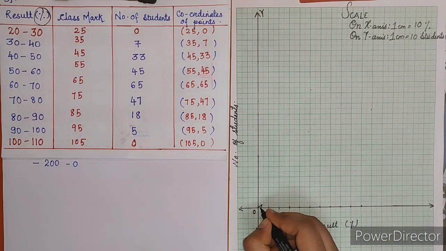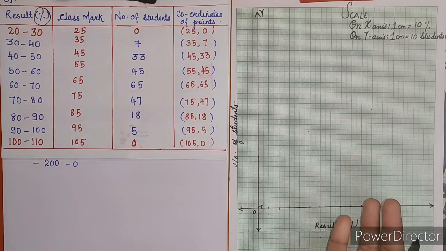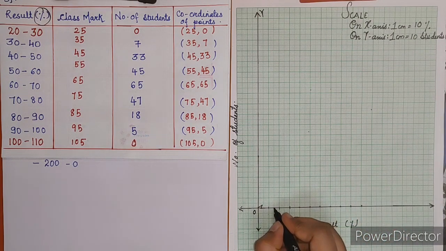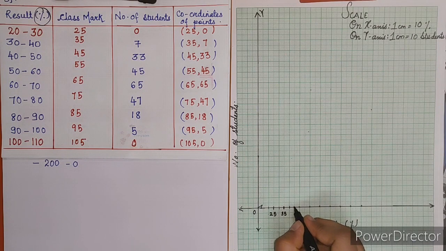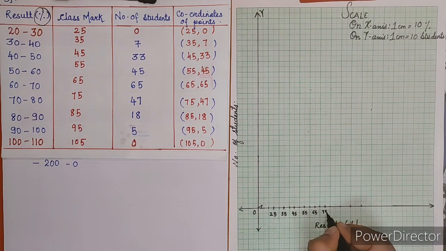So instead of writing the class, we'll directly write the class mark. I'll add a break mark because we don't need 5, we don't need 15. We need directly the number from 25. 25, 35, 45, 55, 65, 75, 85, 95 and the last class mark is 105. So your x-axis is ready.